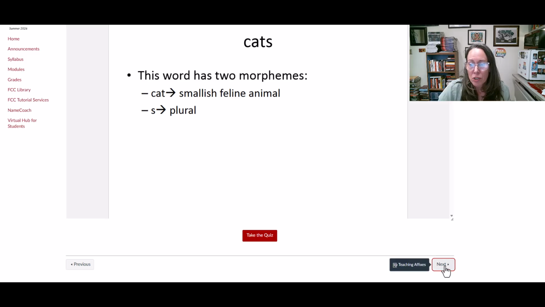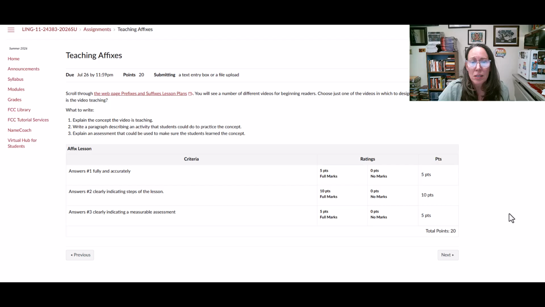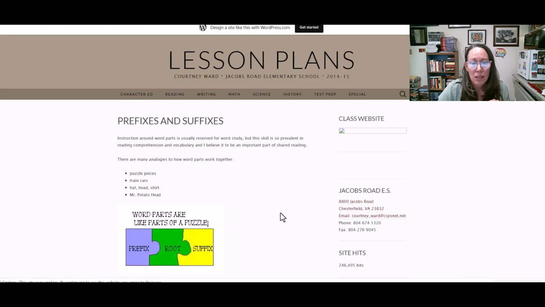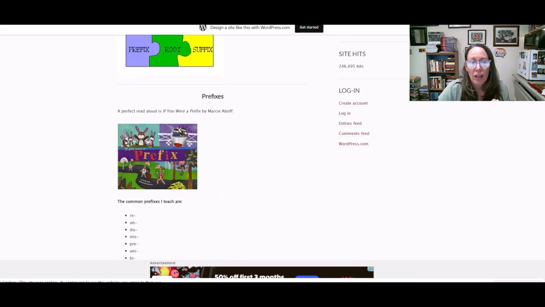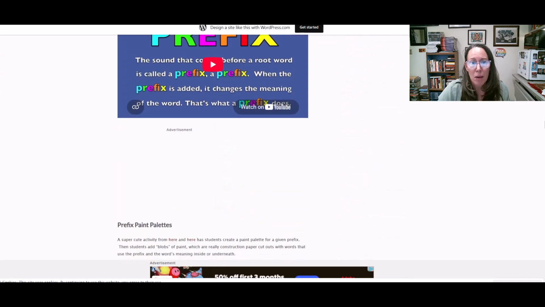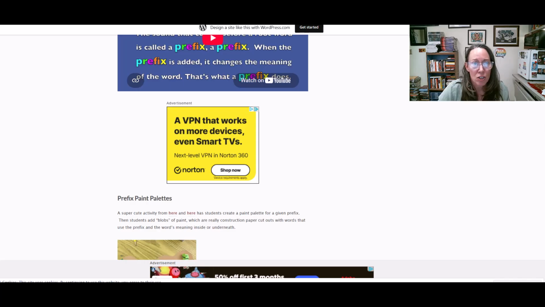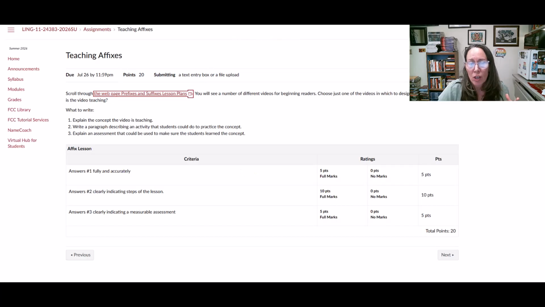For the first lesson assignment, this is about teaching affixes, teaching parts of words, basically. So I've got a website that has a lot of different lessons about teaching affixes, teaching parts of words. This is the roots, prefixes, suffixes, all of that. And you just need to pick one and then explain it and answer the questions about that.